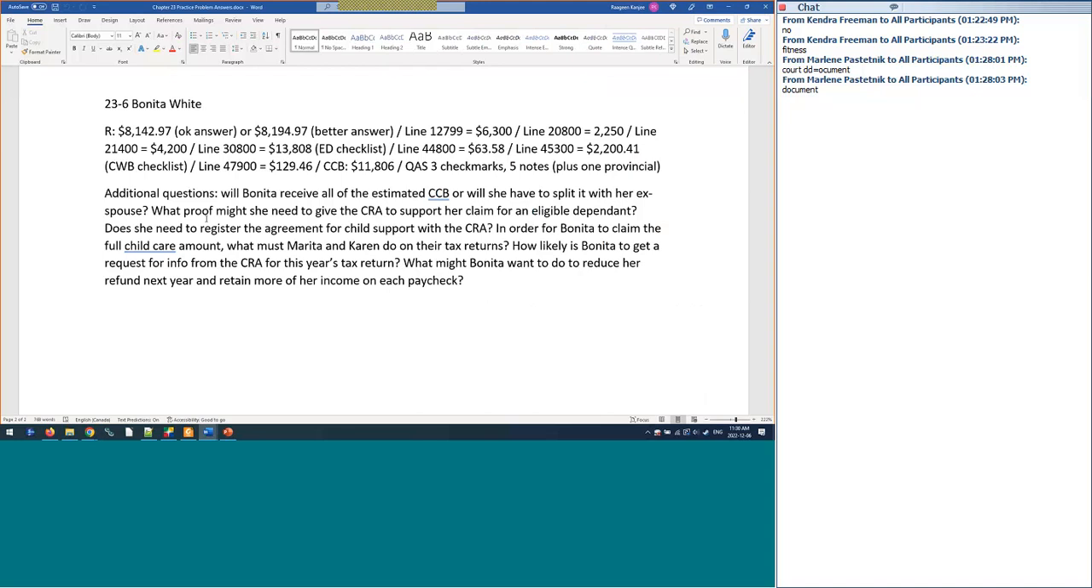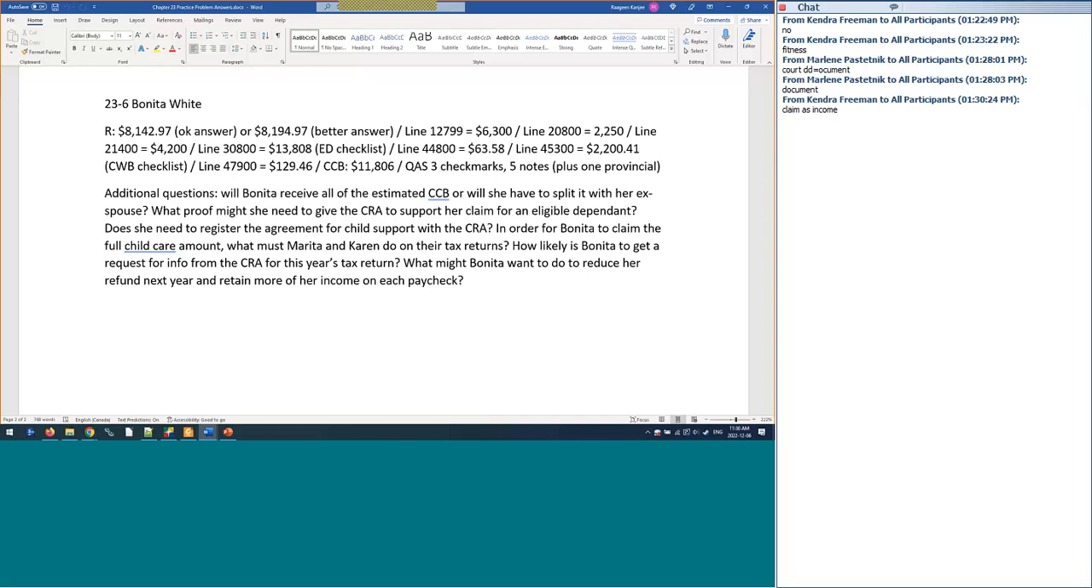All right. Now, if Bonita wants to claim the child care for the babysitting fees for the neighbor and for her mother, what do Marita and Karen have to do on their tax returns? They have to claim the income. So you want to make sure you have receipts before you do it, and you want to warn them because you're claiming child care, they have to report the income on their returns. So have that conversation. If they've never done this before, they don't know that they need to do that. Make sure she gives them that information.